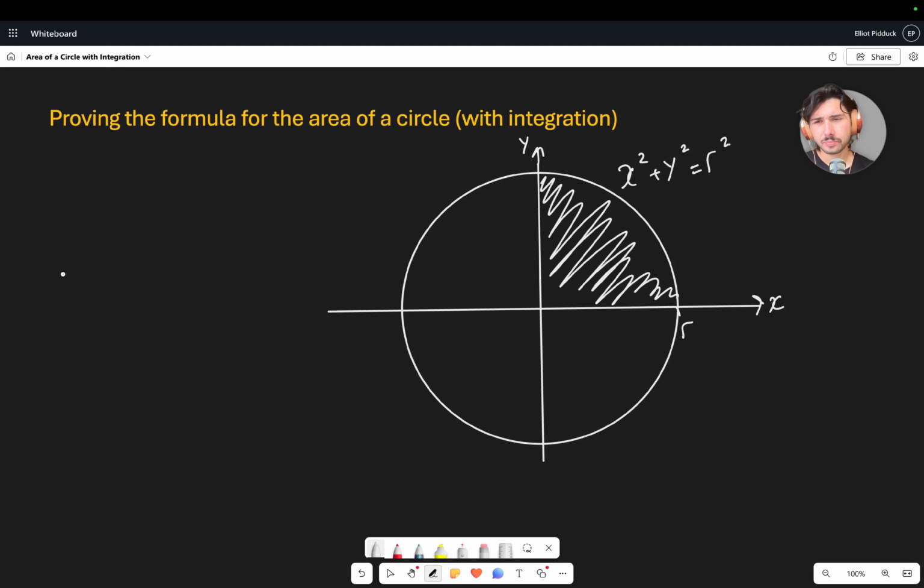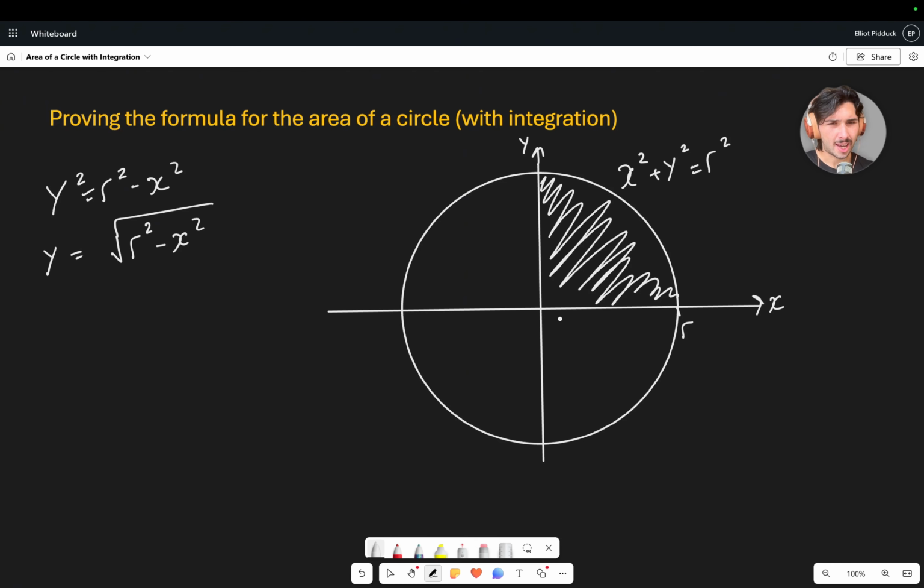So what I'm going to do is integrate the function. Let's rearrange x squared plus y squared equals r squared to get y on its own. So y squared equals r squared minus x squared, which means that y is plus or minus the square root of r squared minus x squared. But I'm not going to write plus or minus. I only care about the plus, because this function, y equals the square root of r squared minus x squared, is actually just going to give you the equation of a semicircle in the upper half of the plane.